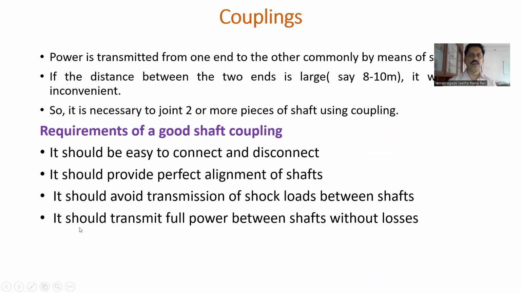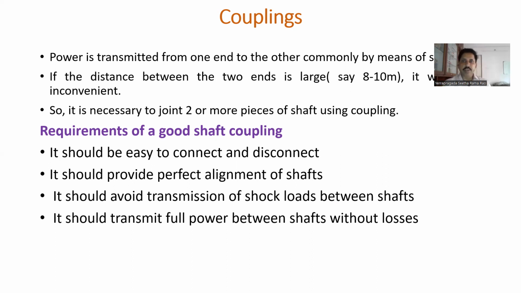these couplings can be used for transmitting power from one end to the other by means of shafts. If the distance between the two ends is very large, say 8 to 10 meters, it is not possible to transport a single shaft. So it is necessary to join two or more pieces of shaft by using couplings.